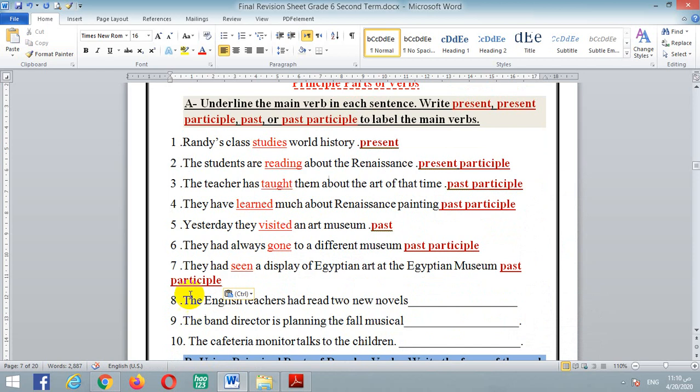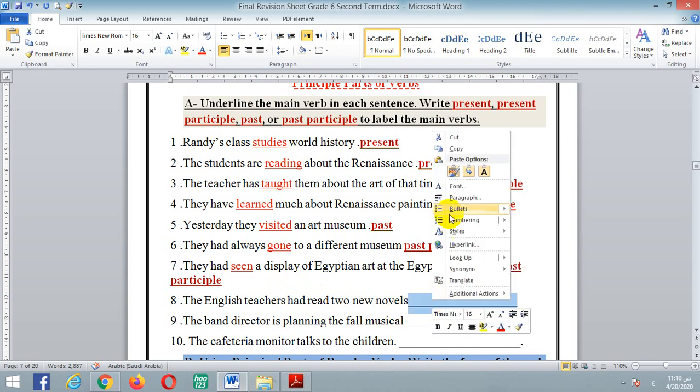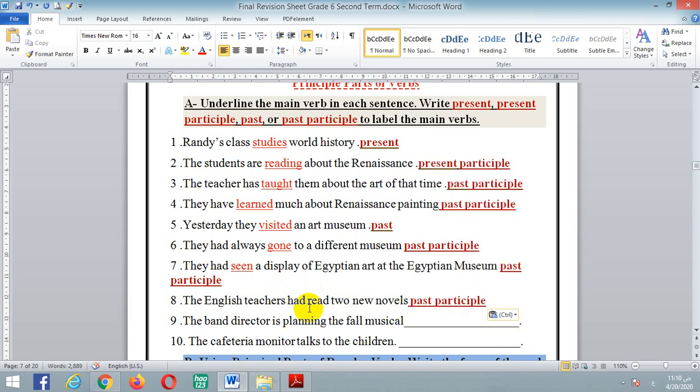Okay. Number 8, the English teachers had read 2 new novels. Here don't say present. Why? Because it's after had, after has, have, had. So as we said, it's past participle, and the verb read, in the present, but in the past and past participle it is pronounced read. Read, read, read.